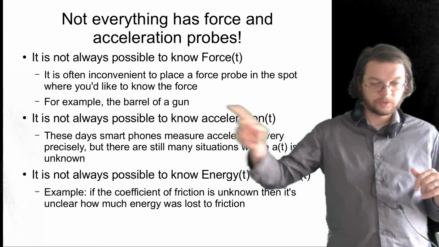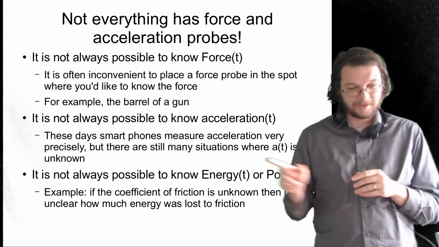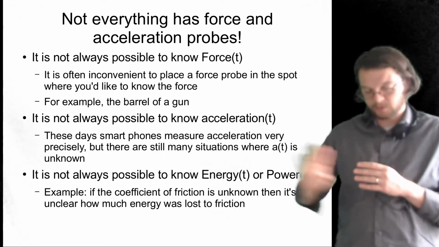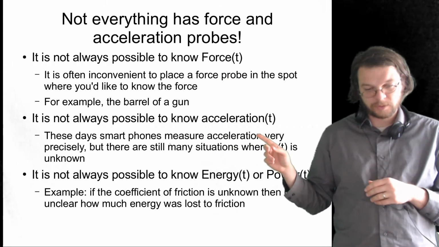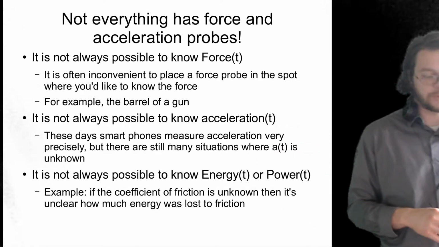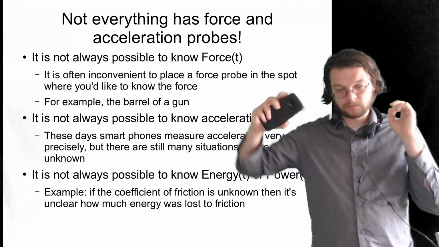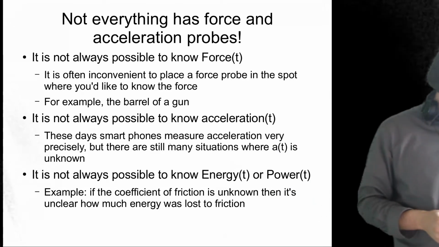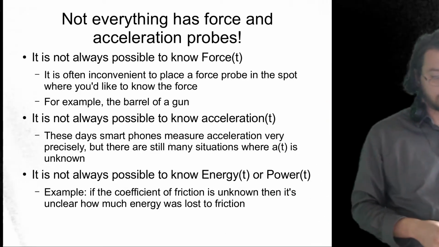So for example, when you're shooting a gun, we don't always know what the force of the gun on the bullet is as a function of time. And unless the bullet has an accelerometer on it, we don't know what the acceleration is as a function of time. So your phones have accelerometers on them, which is how they can figure out what direction they're sort of oriented. And you can actually get that information if you download the right app.